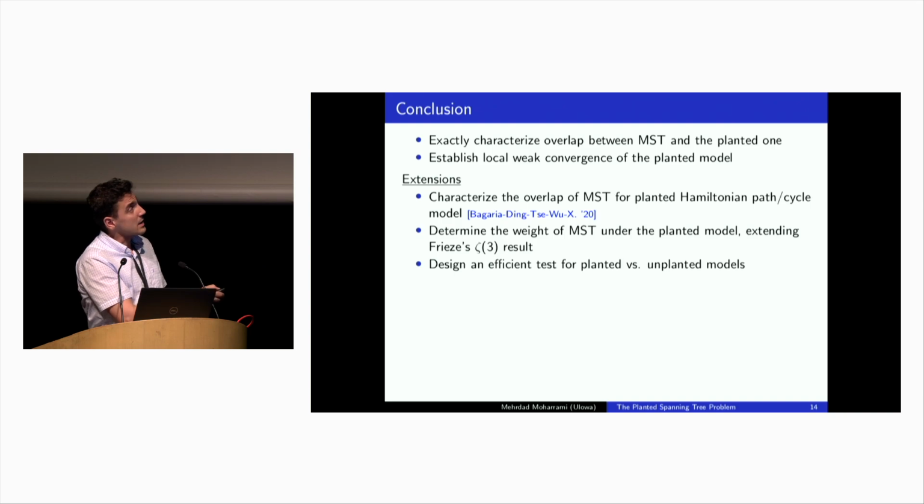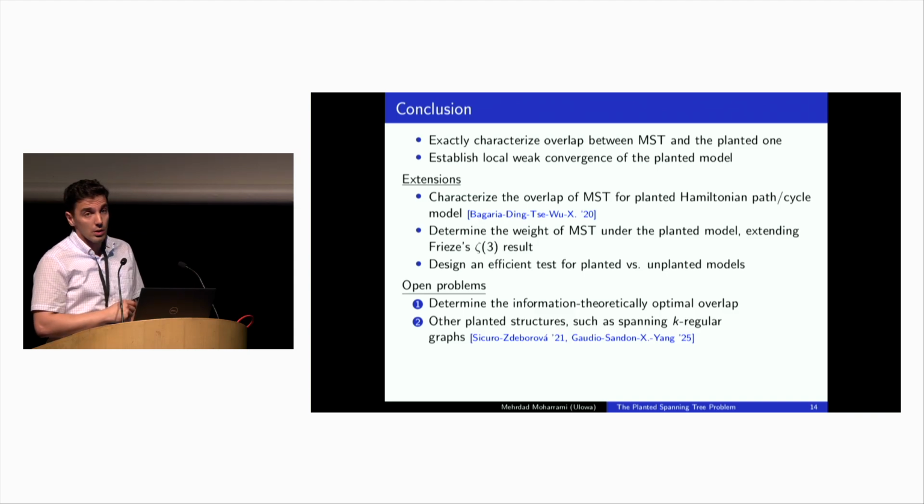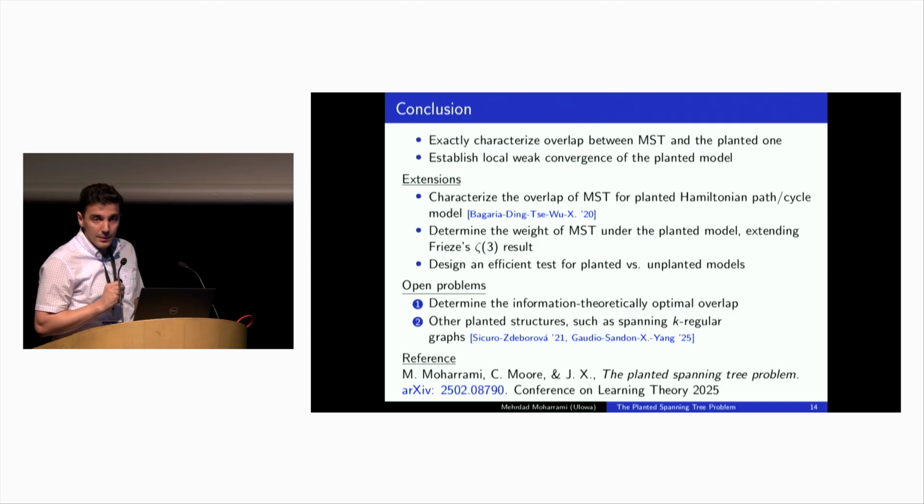However, an extension that we're actually working on right now is: what if, instead of using an MST, I use a two-factor graph in here. The other thing that we have done is to extend the Frieze zeta(3) tree result, and we have been able to calculate the weight of the minimum spanning tree under the planted model. We have also designed an efficient hypothesis testing algorithm to decide whether the given graph is planted or not. Some open problems that we are working on right now are to determine the information theoretically optimal overlap, and whether we can apply the same technique to other planting structures, like spanning k-regular graphs. Thank you.